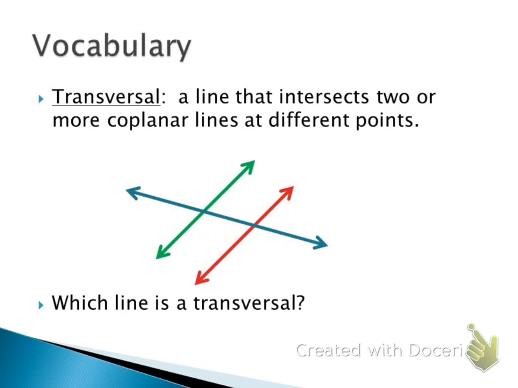The blue one. The blue one is the transversal because it crosses two or more lines. So, go ahead and label that blue one as your transversal.